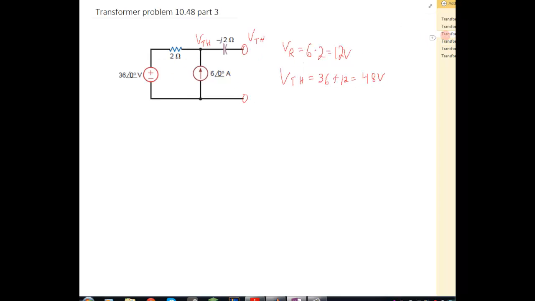Okay, so now our Thevenin voltage is 48 volts. Now for our Thevenin impedance, we're going to open the current source, short the voltage source, which leaves only two resistors impedances. So our Z Thevenin is 2 minus 2j.